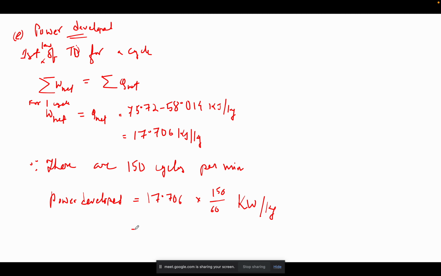Okay, so you are getting the answer as 44.265 kilowatt per kg of the ideal gas.